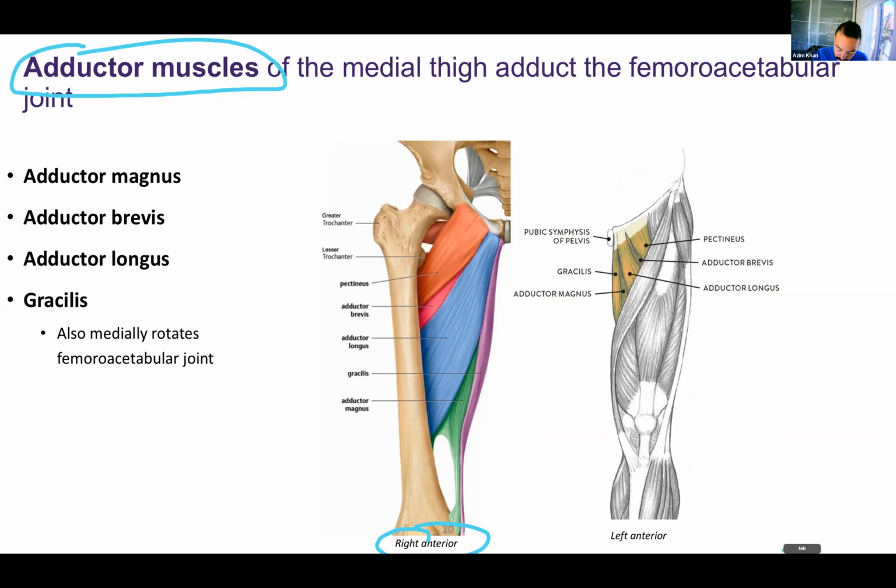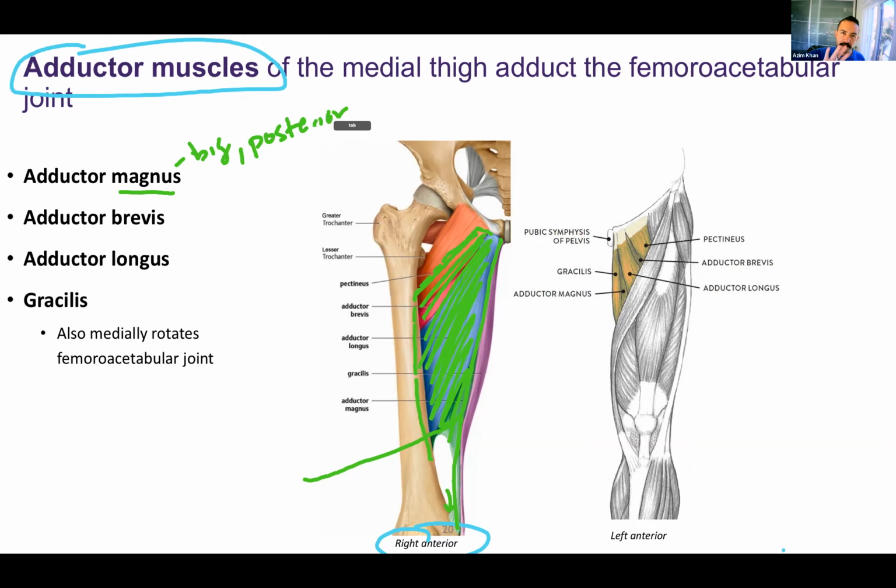But there's this large muscle right here in green. It attaches as far down here as the tibia. You can't see it because it's hiding in back. But it's called adductor magnus because it's big. Magnus means big. It's more posterior, more deep.